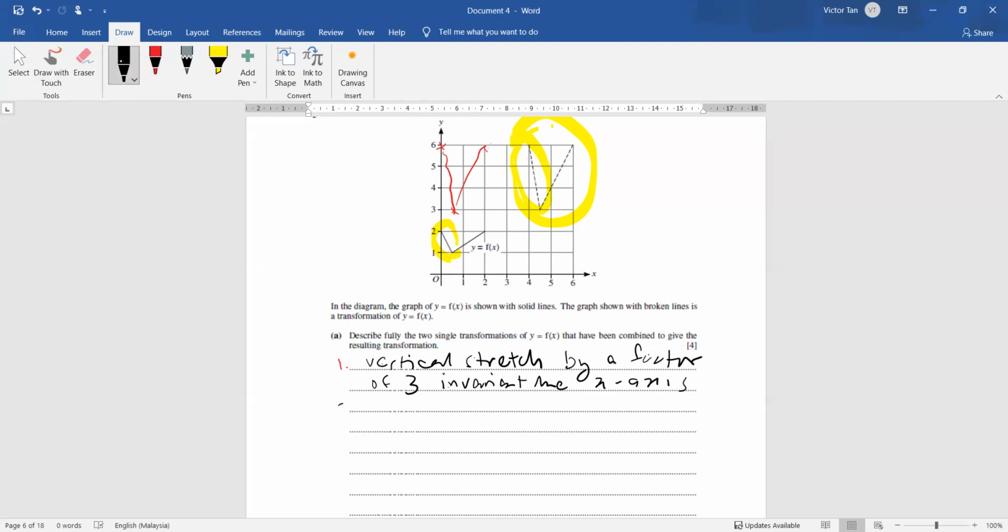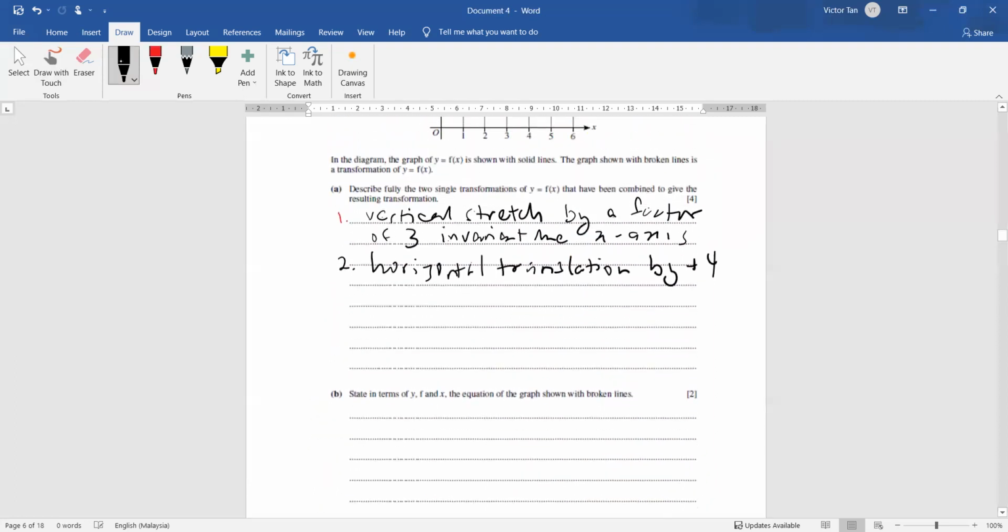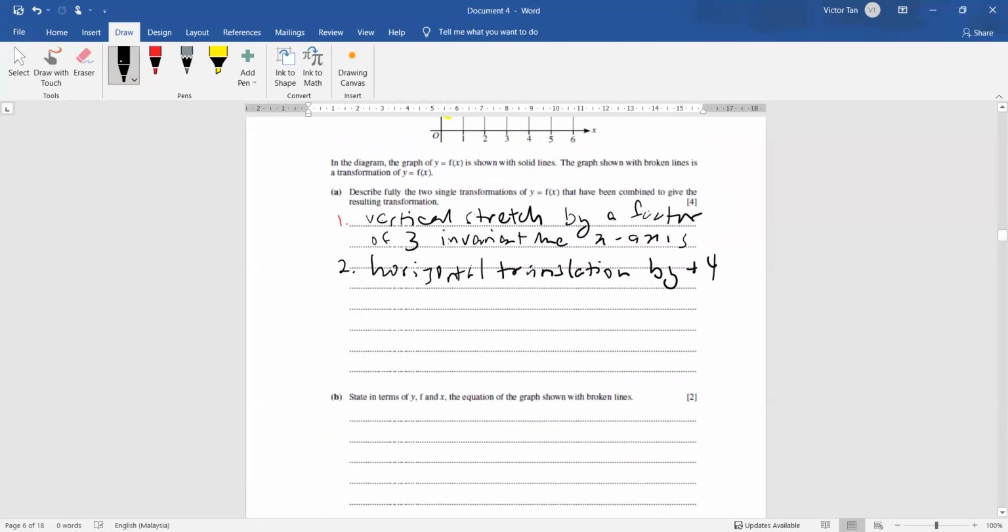Second transformation, of course, is a translation, a horizontal translation by 1, 2, 3, 4 units, by plus 4. Okay, that's it. So state in terms of y equals f(x), the equation of the graph shown with broken lines.